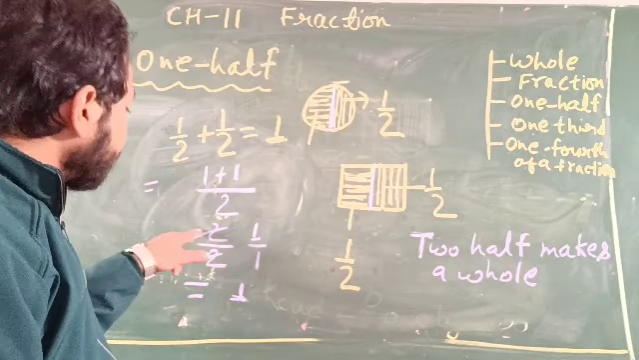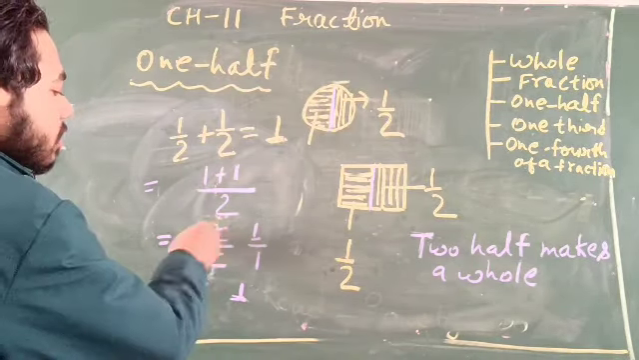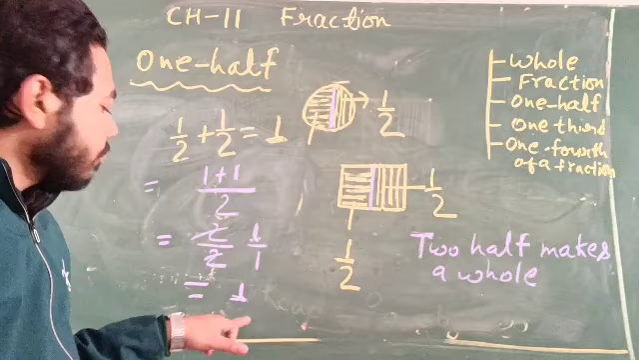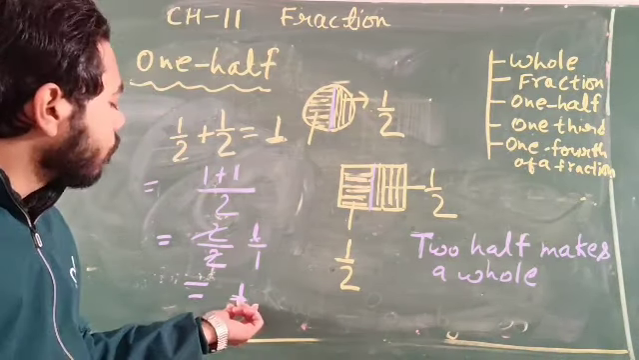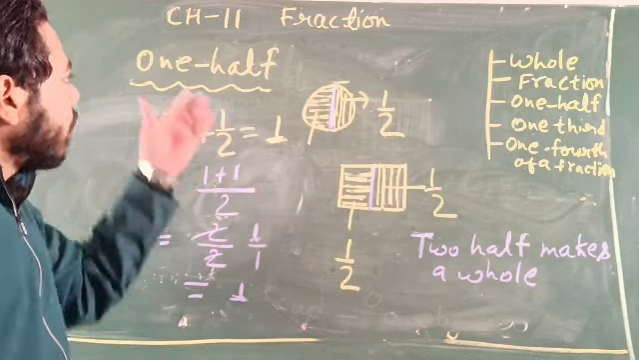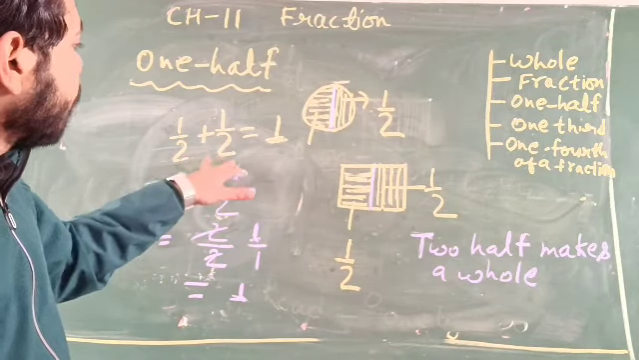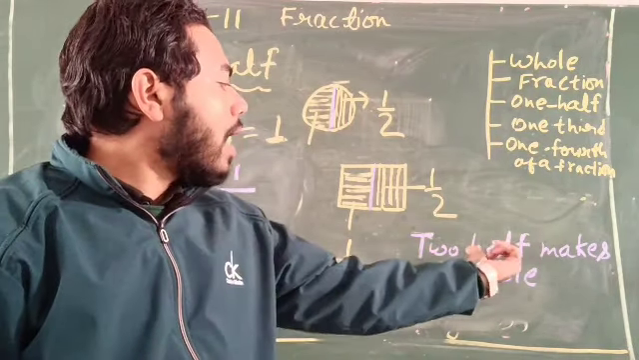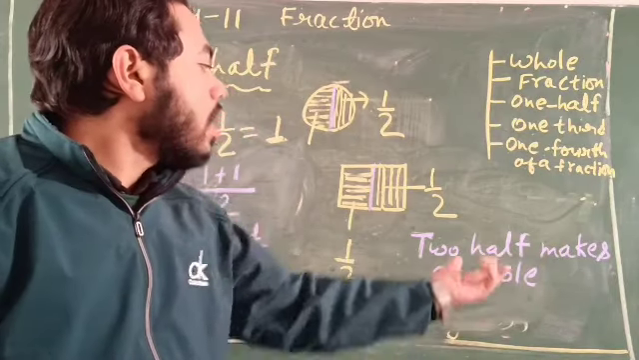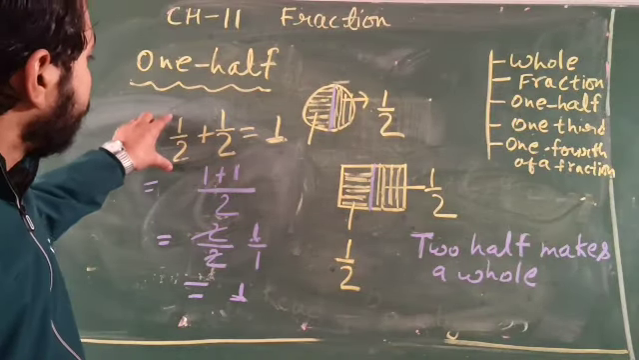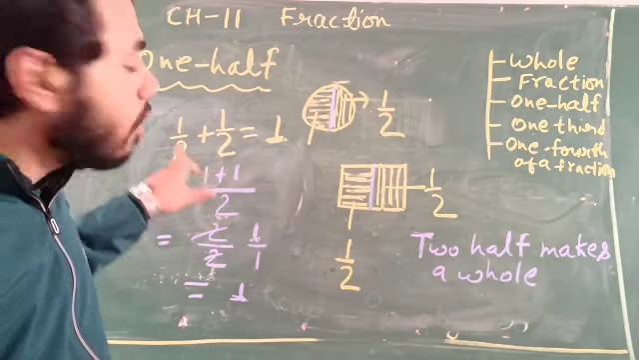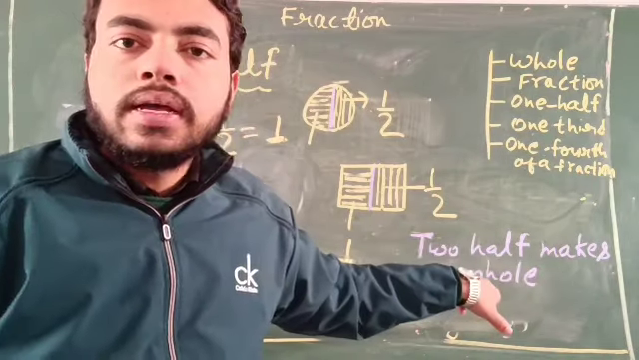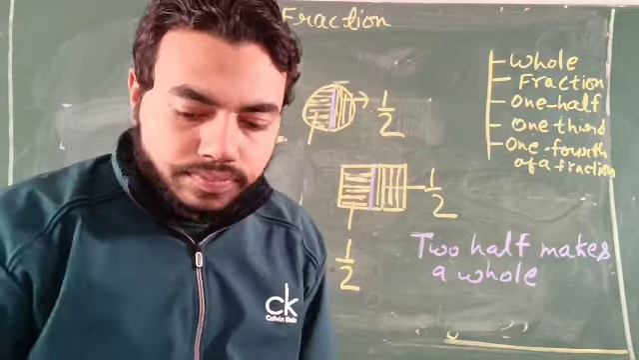When we make it in the simplest form, we cancel 2 by 2. So it will be 1 by 1, and 1 by 1 is equal to 1. So we see that when 1 half is added 2 times we get 1. It means 2 halves make a whole. We read it as 1 half or half. So 2 halves make a whole.